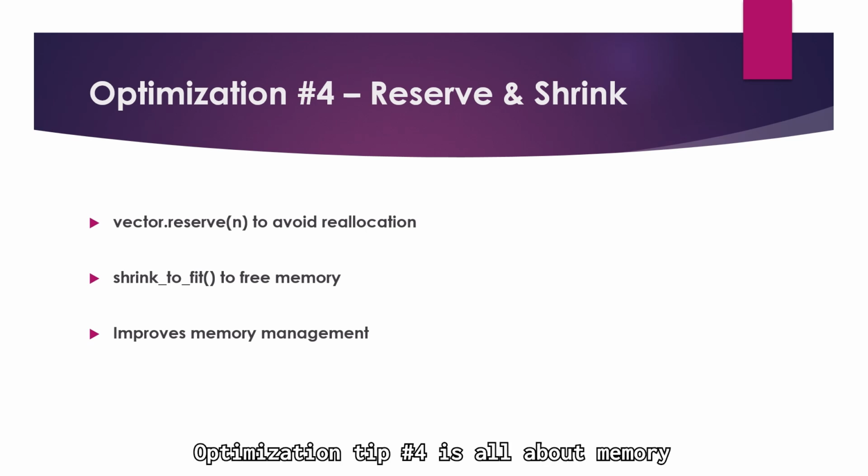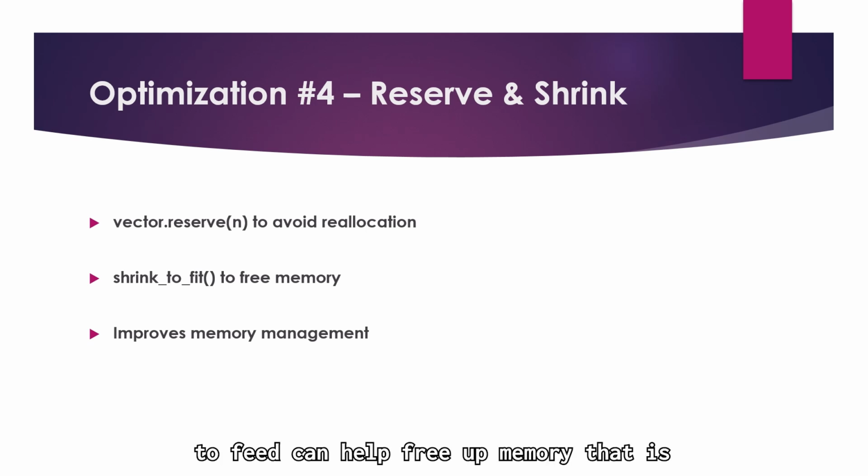Optimization tip number 4 is all about memory management. When working with vector, you can optimize performance by reserving space ahead of time using reserve. This helps avoid multiple reallocations as elements are added. If you know in advance how many elements you will be inserting, reserving space can save a lot of time.